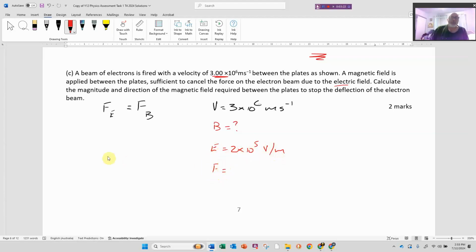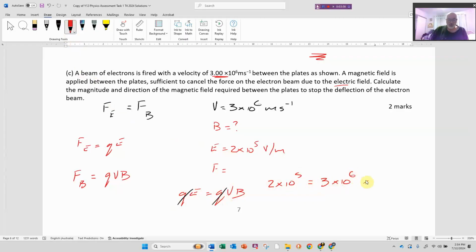So we end up with the force due to the electric field equal to QE. The force due to the magnetic field is equal to QVB. So that means that QE must equal QVB. The charges cancel out, and we're left with 2 by 10 to the 5 must equal our velocity, 3 by 10 to the 6, times the magnetic field. Dividing both sides by 3 by 10 to the 6, you get your magnetic field must be 0.07 Tesla. But we want to know the magnitude and the direction.